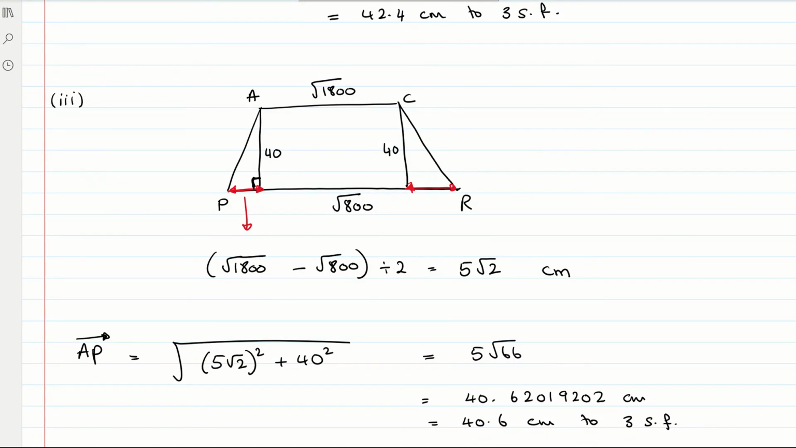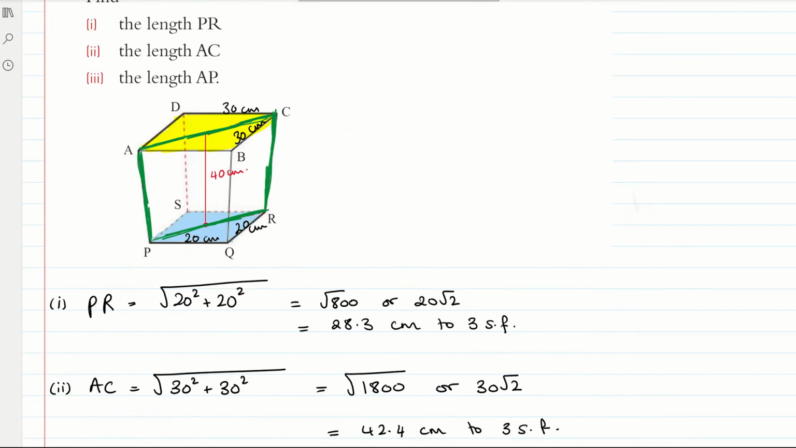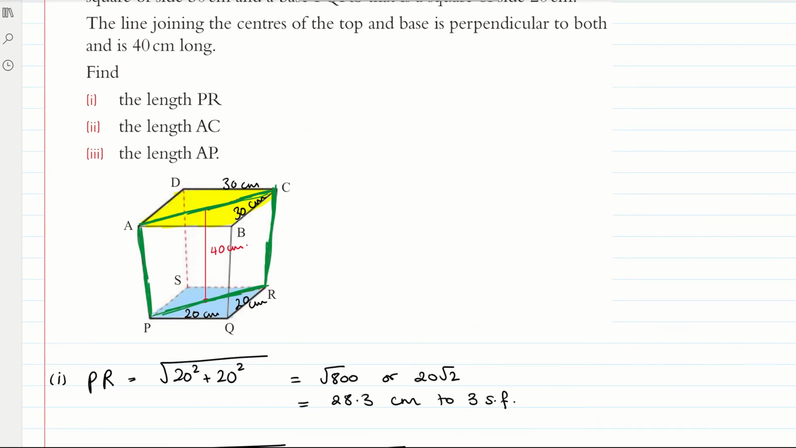So the main trick in this question is to recognize where these centers are, and to note that this makes a trapezium. So to note that since they've asked you to find AC and PR, that they are linked and they make their own quadrilateral ACPR.